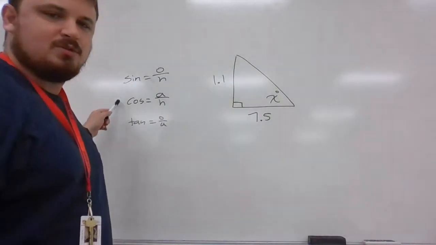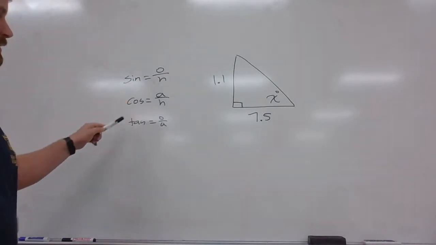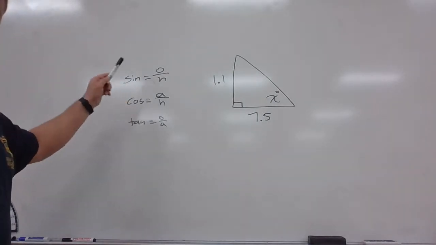So we already have this. Remember, SOHCAHTOA, you use that to set up. Sine is opposite over hypotenuse. Cosine is adjacent over hypotenuse. Tangent is opposite over adjacent. So you have that there.